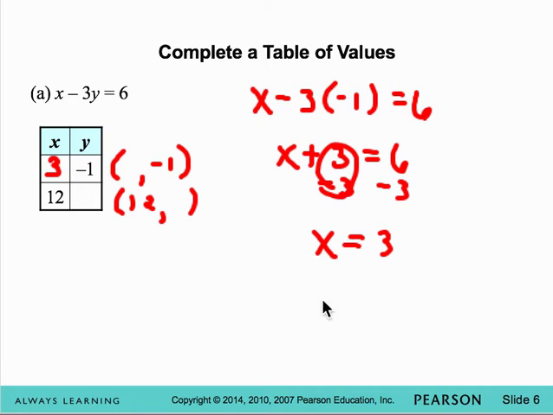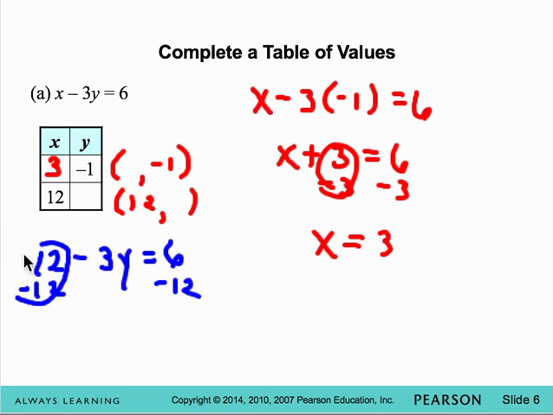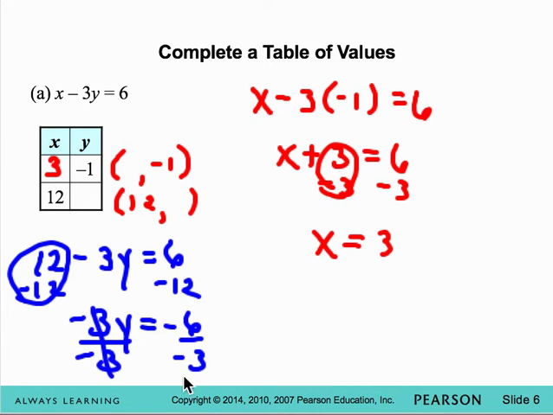Same thing, except this time it's given me the x value, so plug it in for x. 12 minus 3y equals 6. Subtract 12 from both sides: minus 3y equals negative 6. Divide by negative 3, just solving an equation. So y equals 2 when x equals 12.